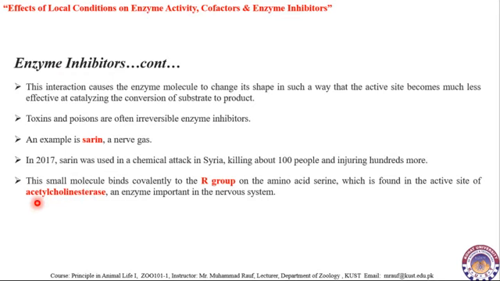Acetylcholine is a neurotransmitter, and after conveying the message, the acetylcholine must be broken down, otherwise its presence is harmful for the individual. So this enzyme breaks down acetylcholine. Now what does sarin gas do? Sarin blocks the R group of the serine amino acid, and once that happens, the acetylcholinesterase can no longer break down acetylcholine.